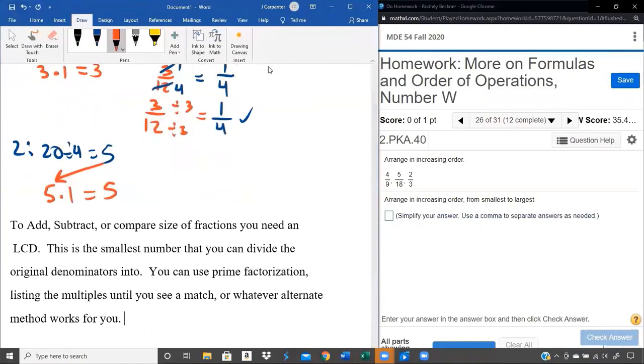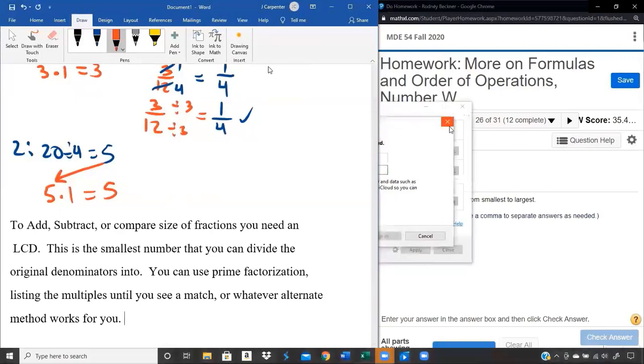Some people say just multiply the denominators. As long as they don't have any common factors, that works. This example you see on the screen, they're all divisible by 3, so it would fail miserably. Prime factorization is like writing the 9 as 3 times 3, the 18 as 2 times 3 times 3, and then this is 3. And then your LCD is just a product of all those primes. So you need the 2, and then you need the pair of 3s. Why does that keep popping up?